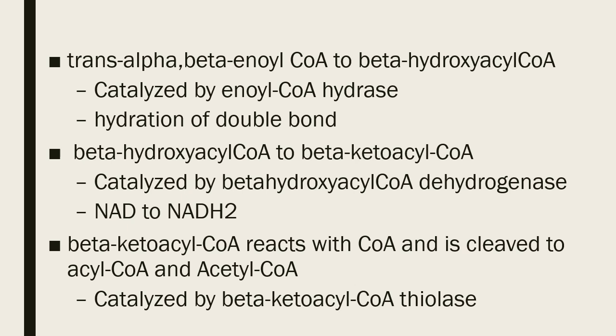So in this fourth reaction, your beta ketoacyl coenzyme A will combine with another coenzyme A. After that is combined, the resulting product is cleaved and separated to produce your acyl coenzyme A and your acetyl coenzyme A. This reaction is catalyzed by your beta ketoacyl coenzyme A thiolase. Okay, so that is the process.